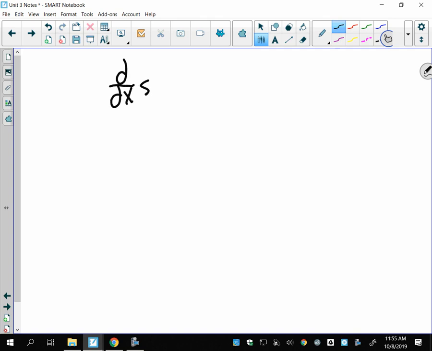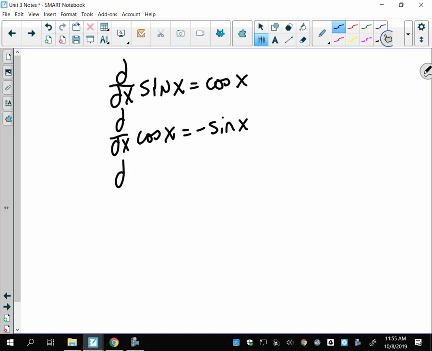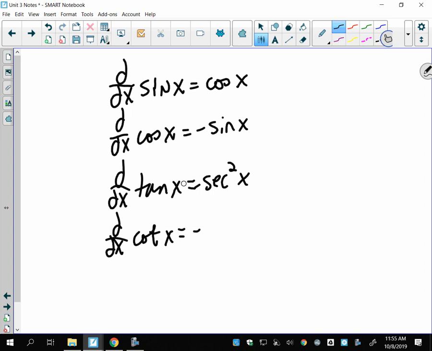Just a little reminder: the derivative of sine of x is cosine of x. The derivative of cosine x is negative sine of x. The derivative of tangent x is secant squared x. The derivative of cotangent x is negative... sorry, no, that's not right. The derivative of cotangent x is negative cosecant squared x.